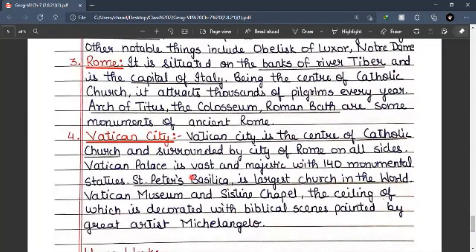Fourth is the Vatican City. Vatican City is the center of the Catholic Church and is surrounded by the City of Rome on all sides. Vatican Palace is vast and majestic with 140 monumental statues. St. Peter's Basilica is the largest church in the world. There are also the Vatican Museum and the Sistine Chapel, the ceiling of which is decorated with biblical scenes painted by the great artist Michelangelo.